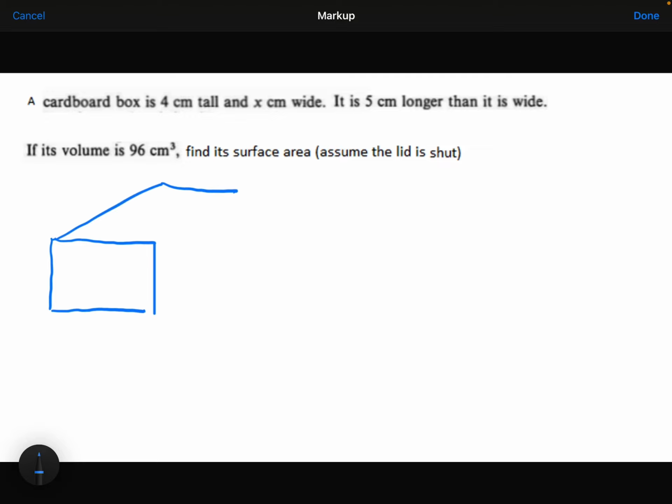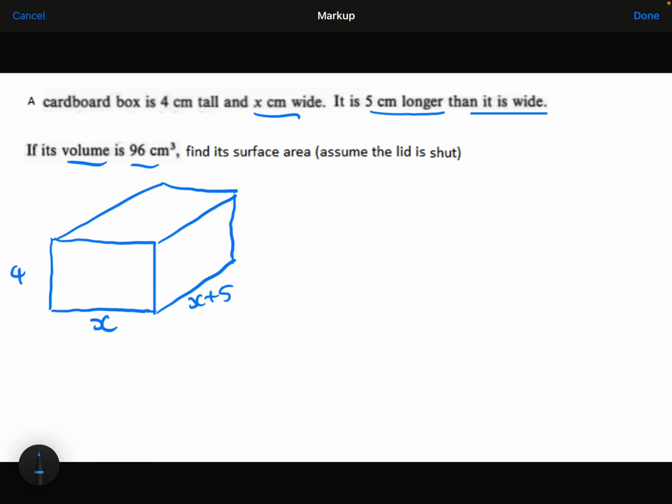So here is my cardboard box, just a rough sketch. We were told that it's 4 centimetres tall and x centimetres wide, and we were told that it's 5 centimetres longer than it is wide. Well, it's x wide, I know that, so 5 centimetres longer than x is x plus 5. And its volume is 96.